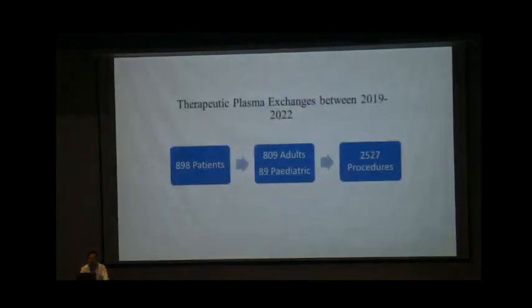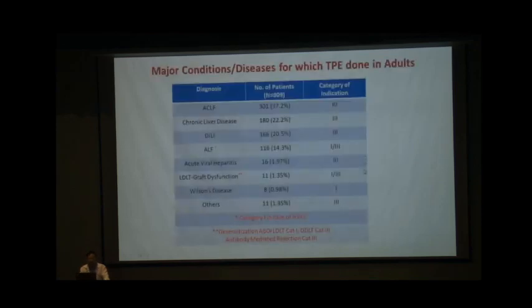Our institutional experience in therapeutic plasma exchange, which I've taken from 2019 to 2022: 898 patients underwent therapeutic plasma exchange. Out of that, 809 were adult patients and 89 were pediatric patients. 2,527 procedures were done. The major conditions in adults for which we have done TPE are ACLF patients with different etiologies, chronic liver disease, DILI patients, and ALF, according to their numbers.